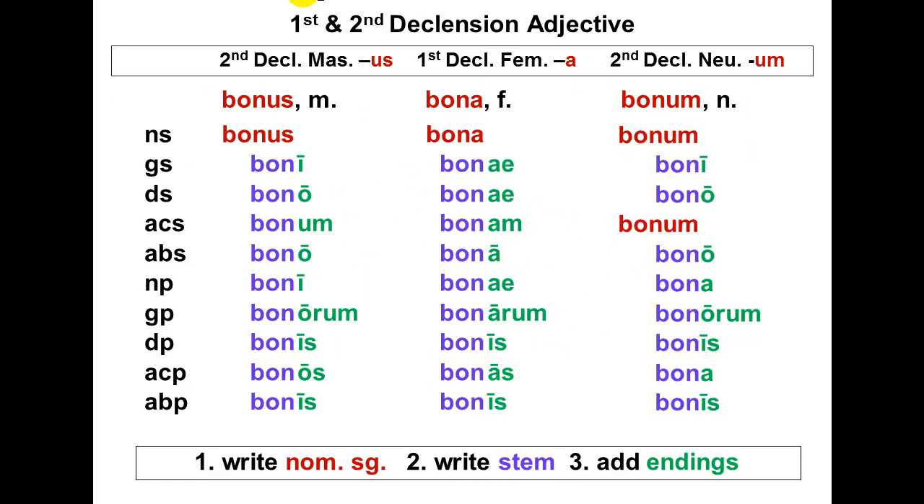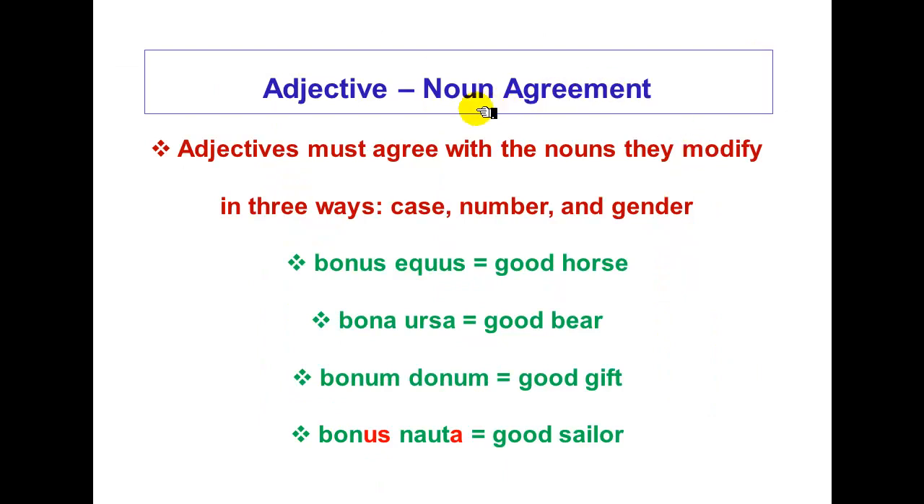So, if you know how to decline first and second declension nouns, then you know how to decline first and second declension adjectives. The reason that adjectives have so many forms is because adjectives have to agree with the nouns they modify in three ways. They have to match up in case, number, and gender. So if we're going to have the phrase good horse and make it the subject, bonus and equus have to be the same case, number, and gender.